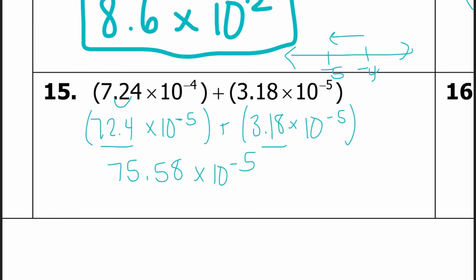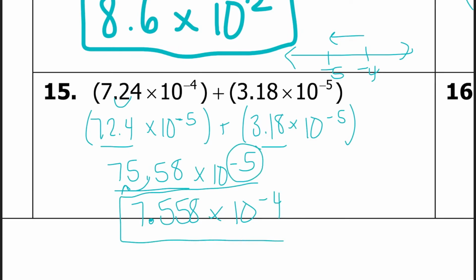Now 75.58 is not correct scientific notation. I need to move this to the left one. 7.558 times 10. To the left means add. So I need to add 1 to this, which would take me back to the negative 4. And there's my answer. Okay.